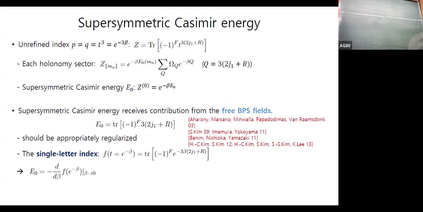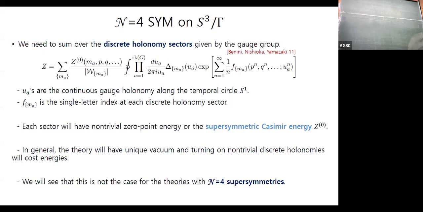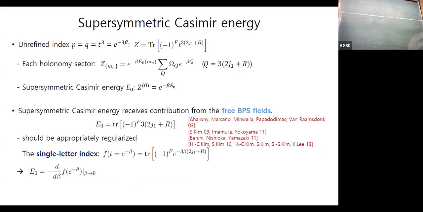Great. So let me explain how to compute this Z0. Let me first start with the unrefined index for simplicity. So you unrefine all the fugacity sets in this way, then the index will have this form. And then if you compute the index and expand in terms of t at each holonomy sector, you will encounter this familiar state counting function, and in front of that you will have this prefactor, and this is nothing but the supersymmetric Casimir energy I mentioned.